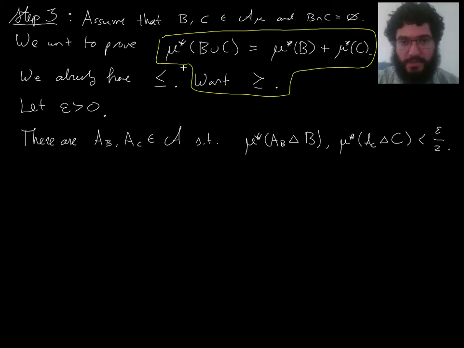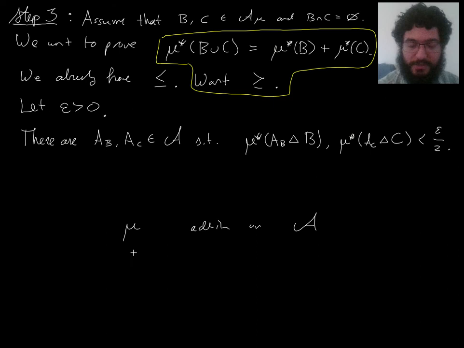Okay, so I'm trying to prove this inequality, right? The ultimate goal of step 3 was to prove mu star is finitely additive on A mu. Somehow this is going to use the finite additivity of mu, right? Like we know mu is additive, even countably additive, on A. Somehow the fact that mu star was built out of something additive is going to give us additivity, and that's going to give us this other inequality that we don't always have.